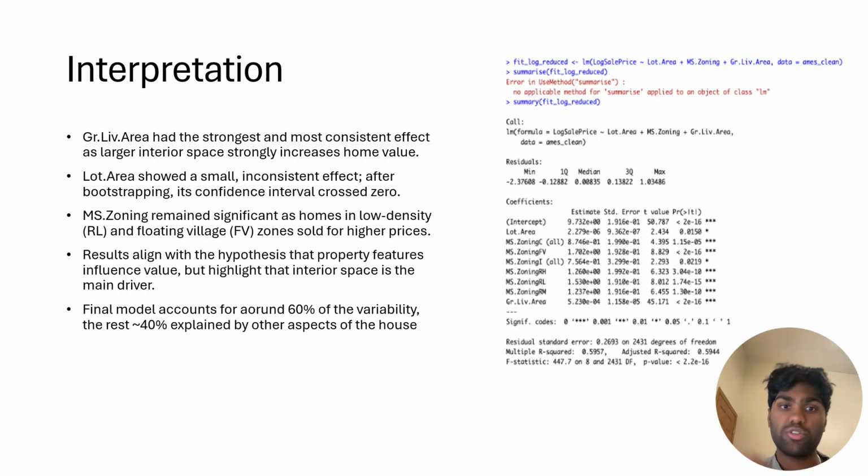Together, these results support our hypothesis that lot size and zoning influence price, but interior living space is a true driver. And of course, it ties back to our lot size and zoning influence. And our final model explains roughly 60% of the price variation, with the rest likely tied to other factors.